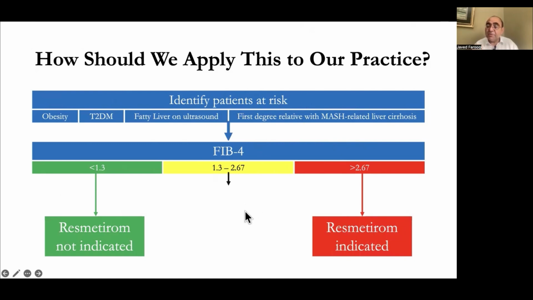If the results are in between, then you do the FibroScan elastography. If it is less than 8, again, this patient does not need resmetirom. If the patient has more than 8, this patient needs resmetirom. Remember, the green is not always green. You need to follow up these patients.